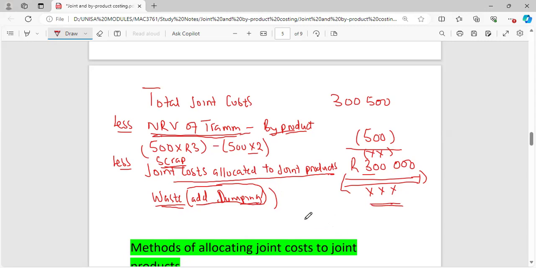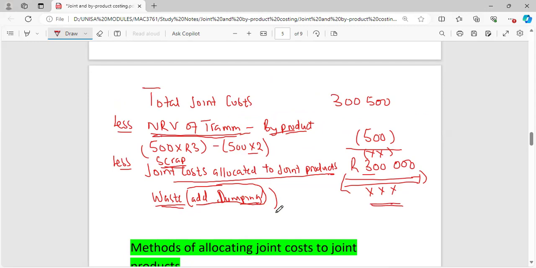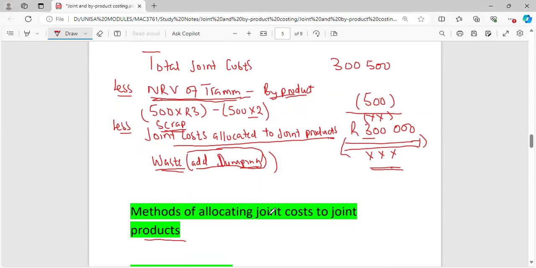Green tea. Is it clear now? Where is the guy who asked the question? Right. Any other question before we proceed to methods of allocating joint cost to joint products? If there is. Yeah. Right.